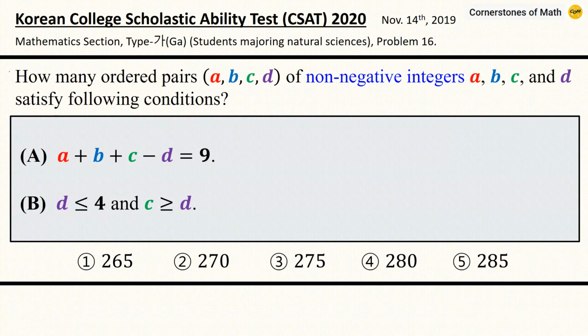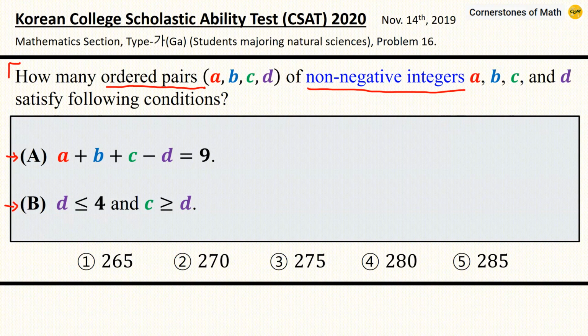Hello and welcome to yet another Korean College Scholastic Ability Test video, and welcome to yet another combinatorics video after such a long time since the last one. The problem says, how many ordered pairs of non-negative integers a, b, c, and d satisfy the following conditions? Condition A: a plus b plus c minus d equals 9. And condition B: d is less than or equal to 4 and c is greater than or equal to d.